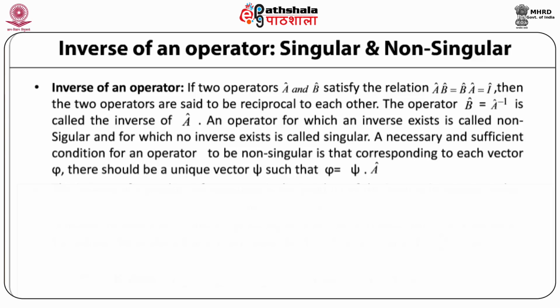A necessary and sufficient condition for an operator to be non-singular is that corresponding to each vector phi, there should be a unique vector psi such that phi is equal to operator A acting on the vector psi.